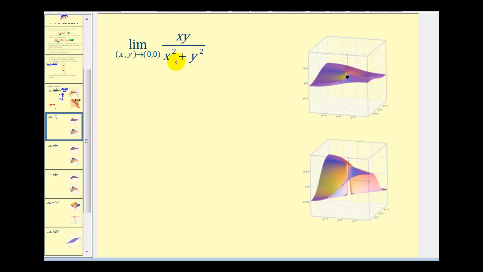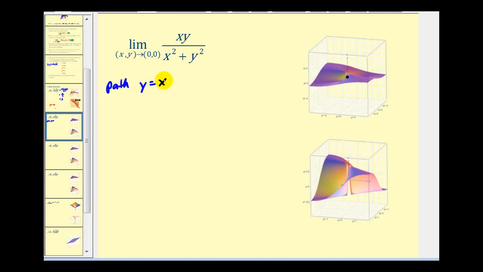One of the things we notice on this one is if we try to do direct substitution, notice we're going to have 0 over 0, which is an indeterminate form. And since we can't perform direct substitution, we're going to go ahead and approach this from two different paths and see what we discover. Let's consider the path where y is equal to x.